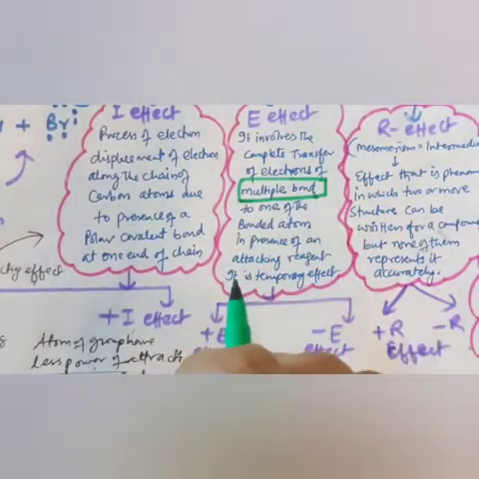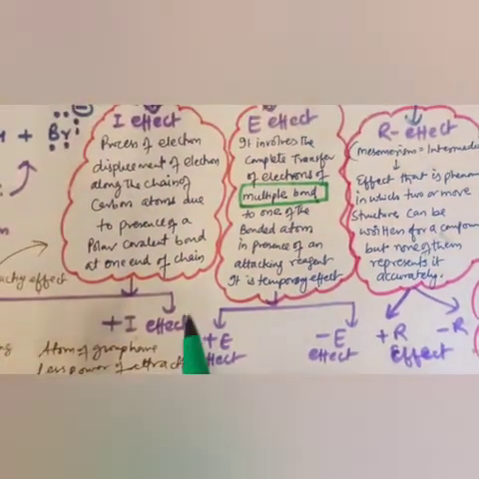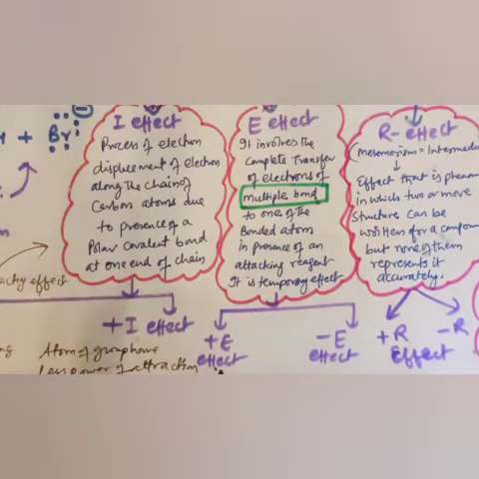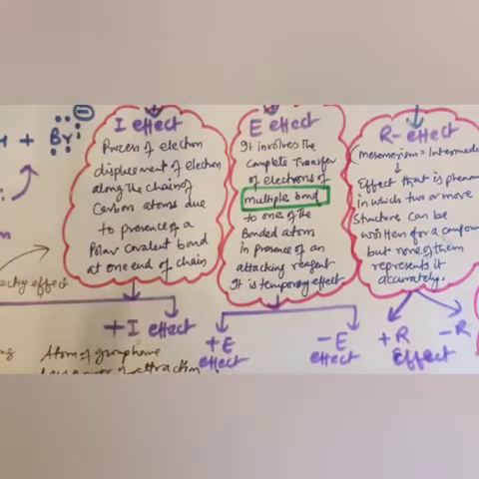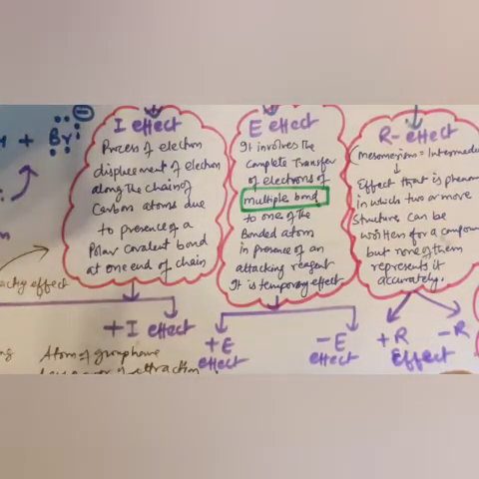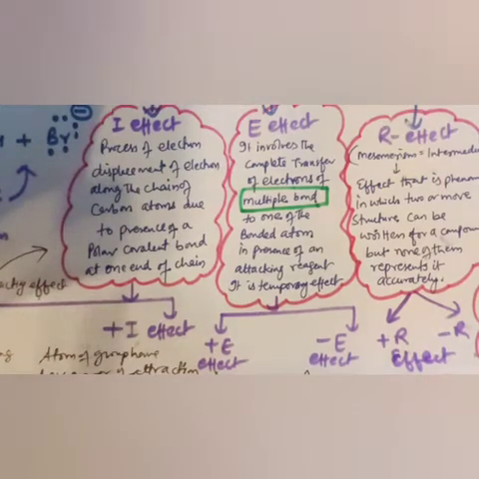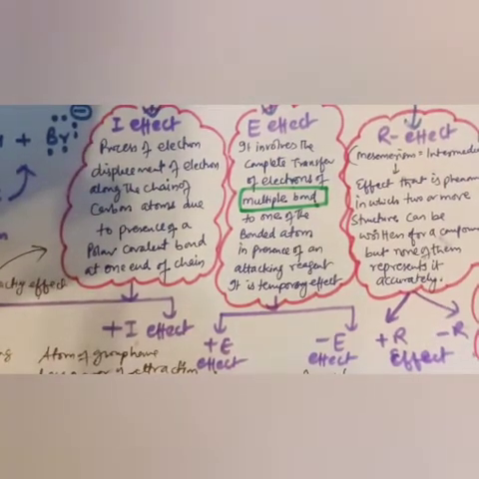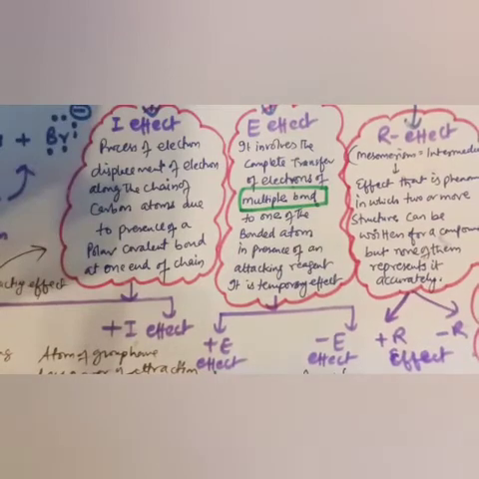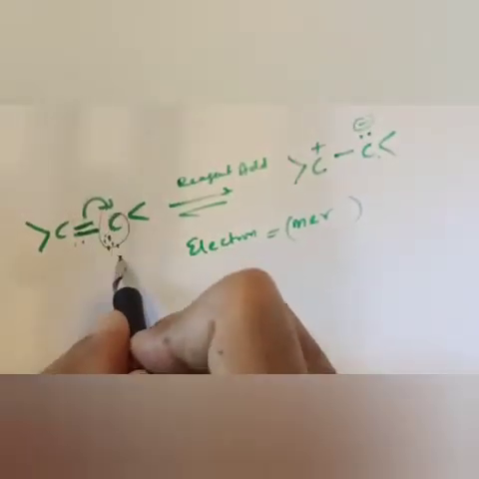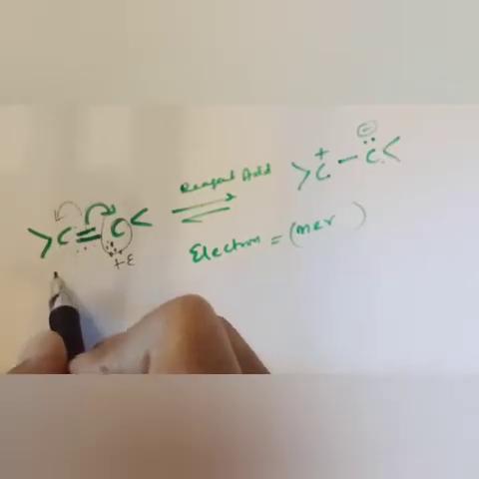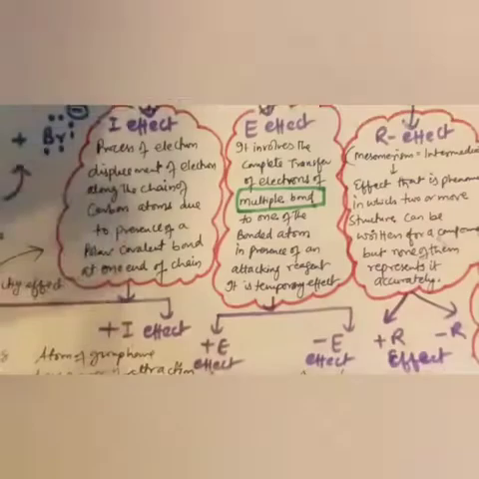It is also positive E effect and negative E effect. Positive E effect: when the transfer of electron takes place toward the attacking reagent, when the electron moves toward the attacking reagent की तरफ को तो positive E effect. And if it is away from the attacking reagent, दूसरी तरफ को जाएगा, then it is negative E effect. Okay, if it goes this side, then it is positive E effect. If it goes this side, then it is negative E effect. Okay, this is the main thing.